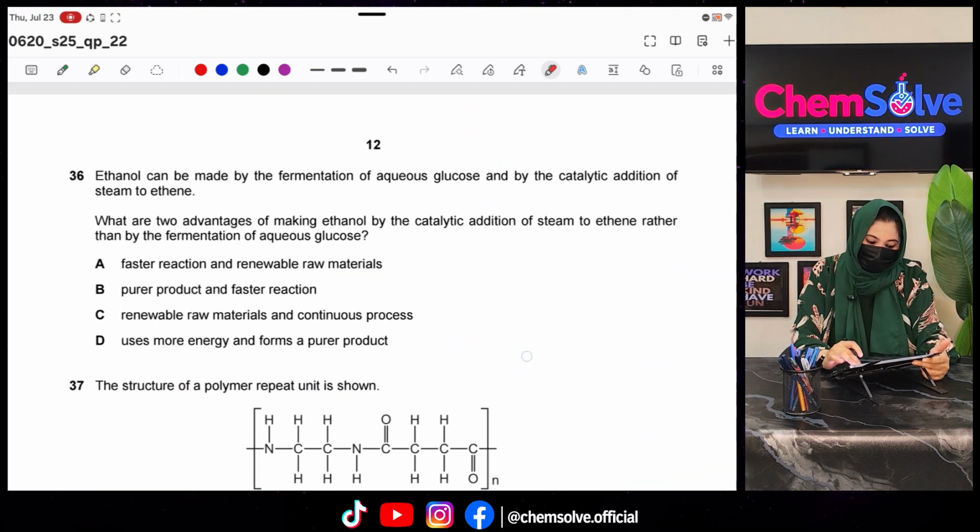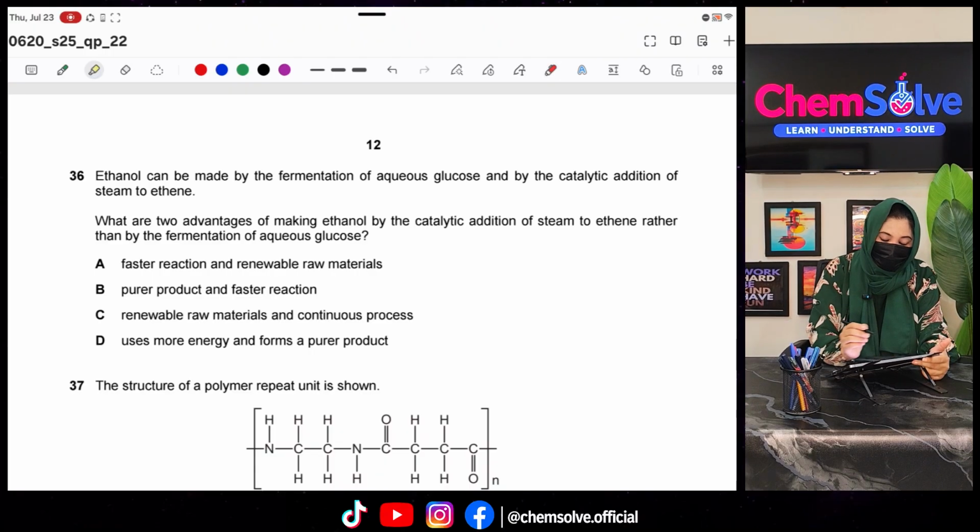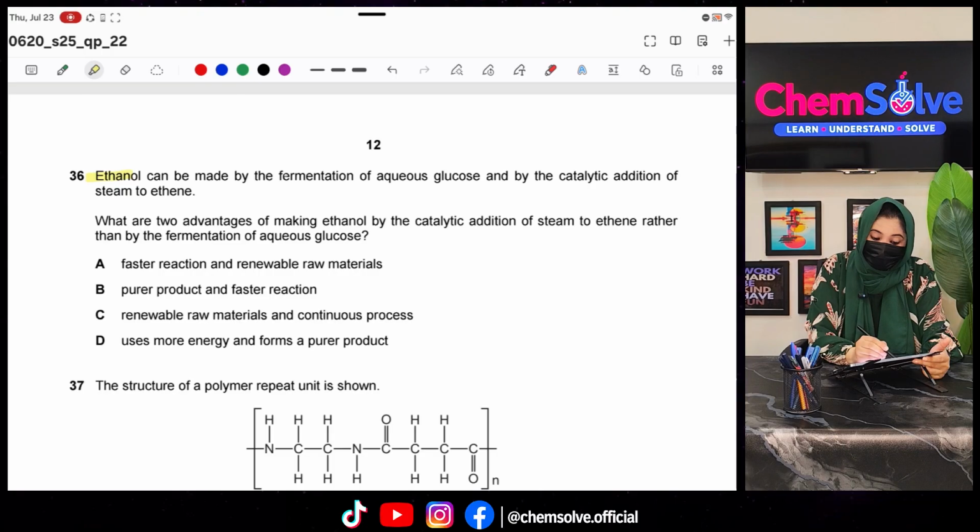Next question is question number 36. For question number 36, ethanol can be made by the fermentation of aqueous glucose and catalytic addition of steam to ethene. What are the advantages of making ethanol by catalytic addition of steam to ethene rather than by fermentation of glucose?